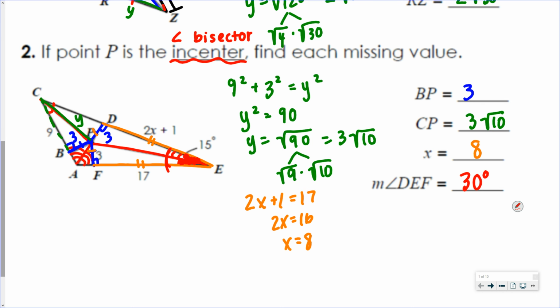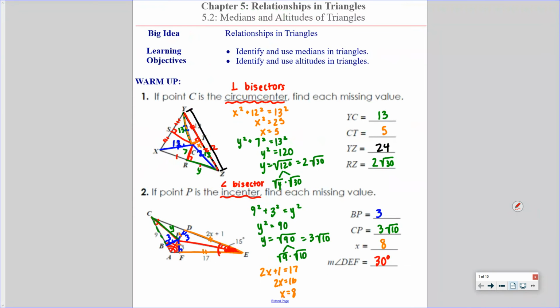Okay. So that's a review over what we did before Christmas break. It's been a while. What we're going to do today is I'm going to introduce you to two new points of concurrency. This is one where the perpendicular bisectors intersect, circumcenter. This is a second one, incenter, where the angle bisectors intersect. Now we're going to look at medians and altitudes in a triangle, and it's going to be fun.